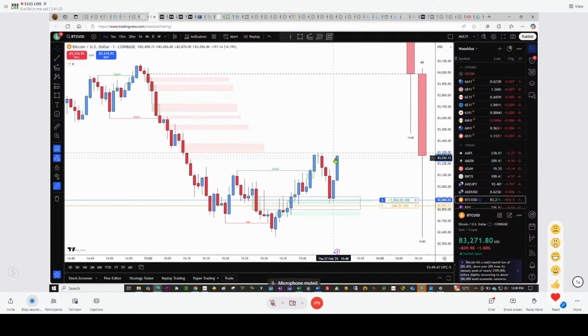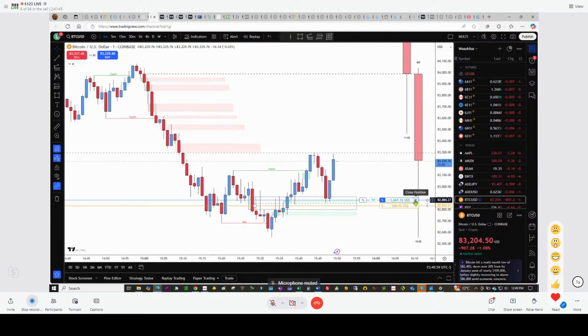Getting a nice push out on Bitcoin here. Now I have a choice. I can take some profit there at the top, which I might just do, and then they might pull back, or they're going to do it before I take the profit. Let's see. I'd like to see them go above that high first.